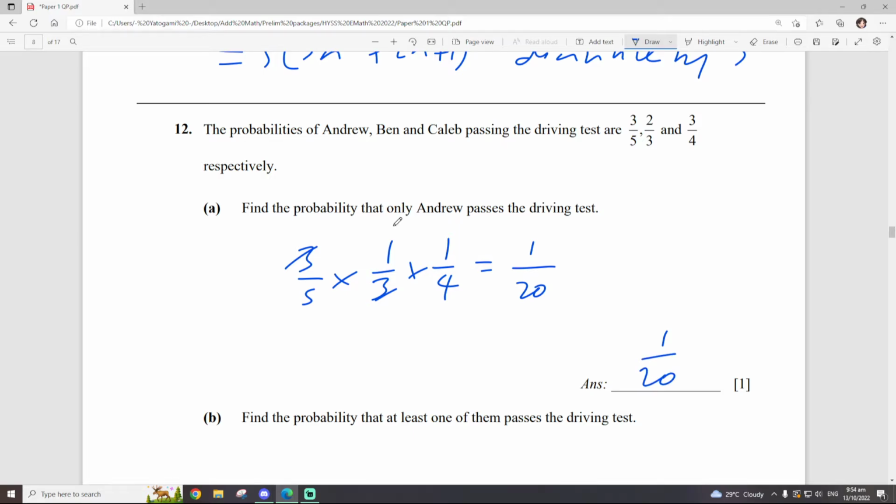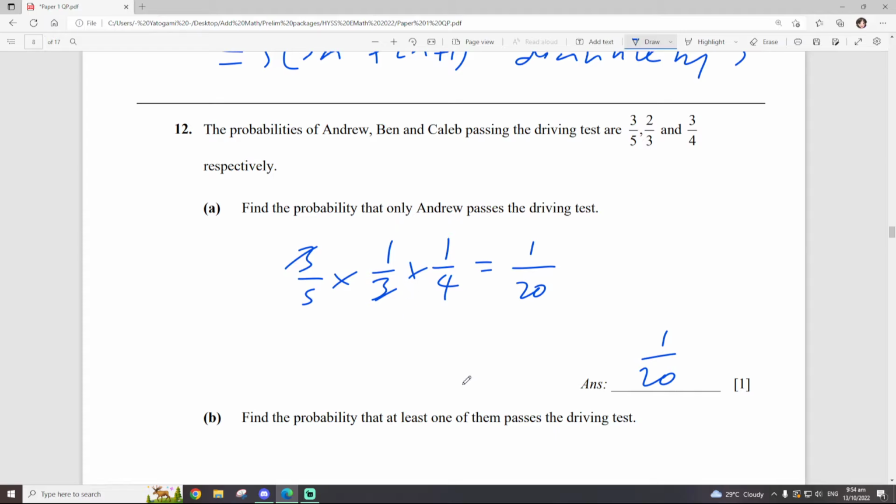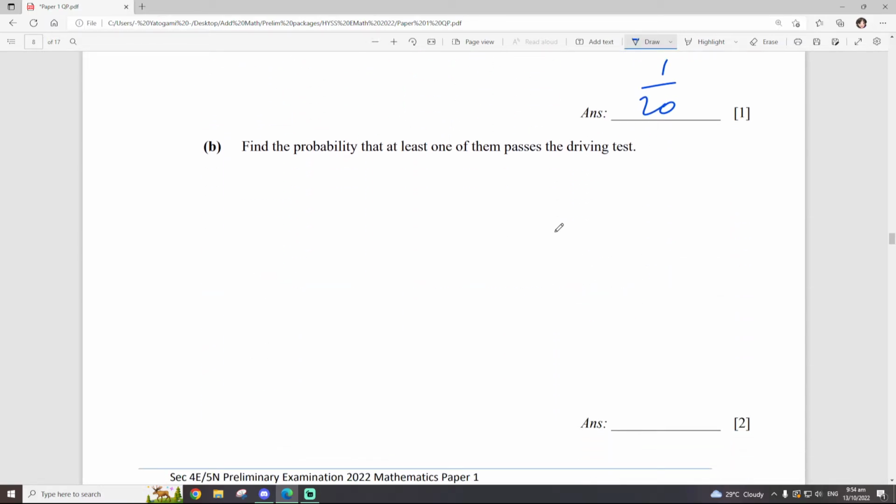Find the probability that at least one of them passes the driving test. For this, we use the complement method. What is the probability none of them pass, and 1 minus that. So you get 1 minus, what's the probability that Andrew doesn't pass? 2 over 5. Then the other two fractions will be the same as before.